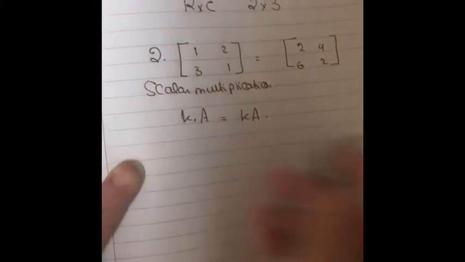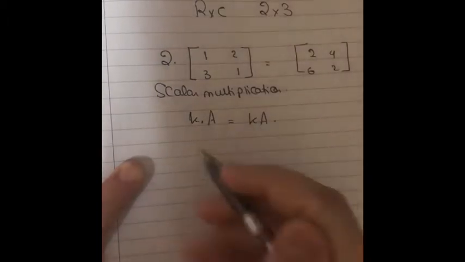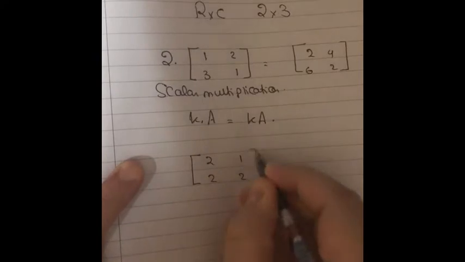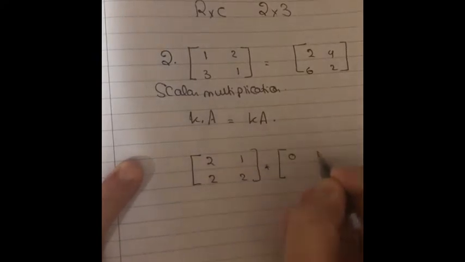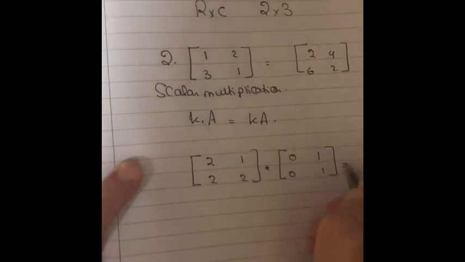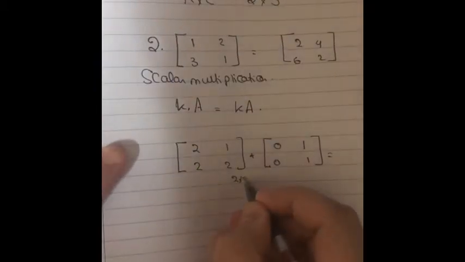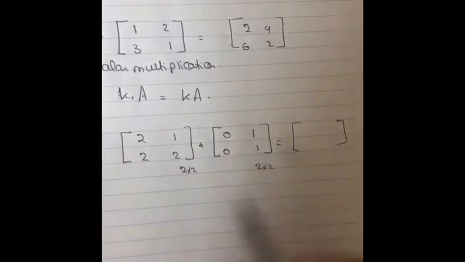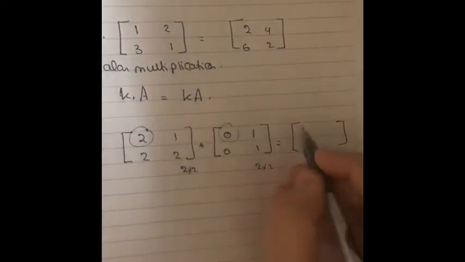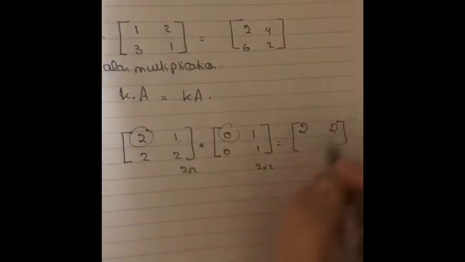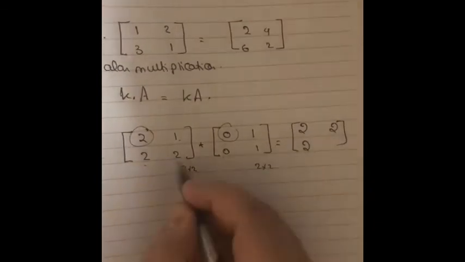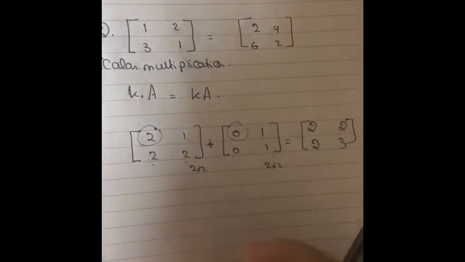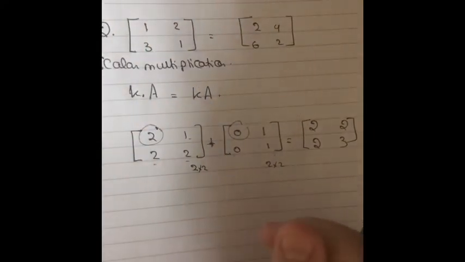Anyways, and we have addition. We can only add and subtract matrices if they have the same dimensions, as you know. For example, 2 1 2 2 plus, let's say 1 0 0 1, whatever. They have the same dimensions because this is 2 by 2 and this is 2 by 2, and you will add corresponding elements. 2 plus 0 is 2, 1 plus 1 is 2, 2 plus 0 is 2, 2 plus 1 is 3. You can add and subtract, and there's no problem with this part, I think so.